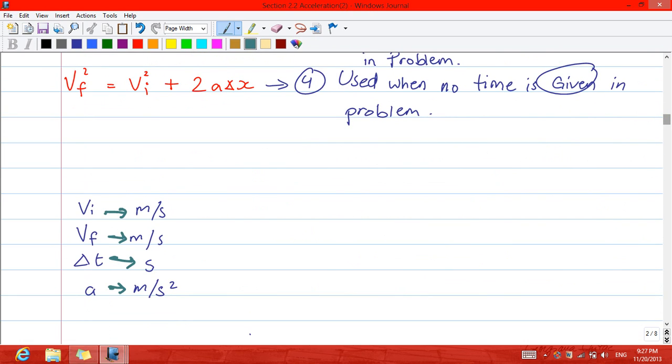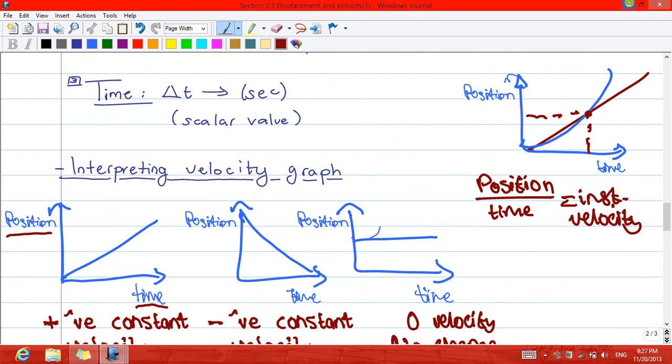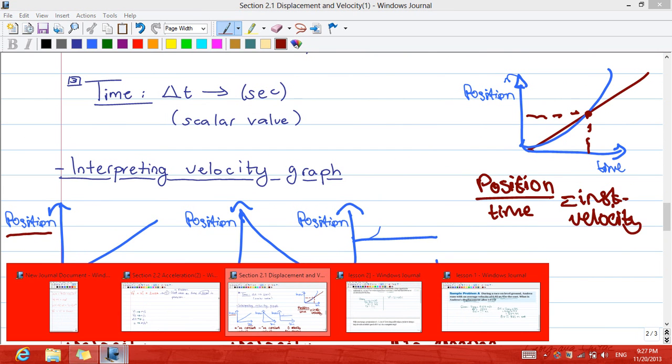And to revise the units, the initial velocity and the final velocity have the same unit, which is meter per second, the delta t is in seconds, which is s, and a is meter per second squared. Now let's solve some exercises as well for this part.